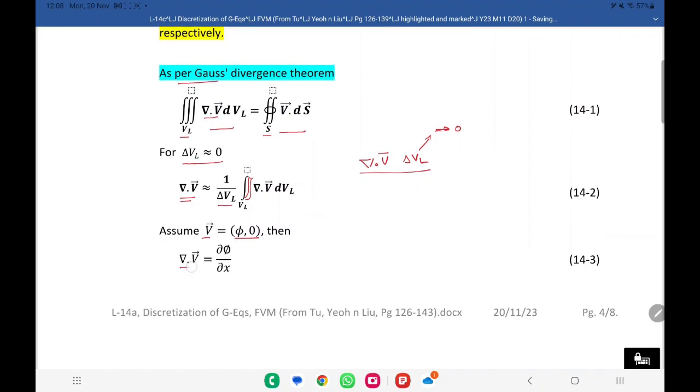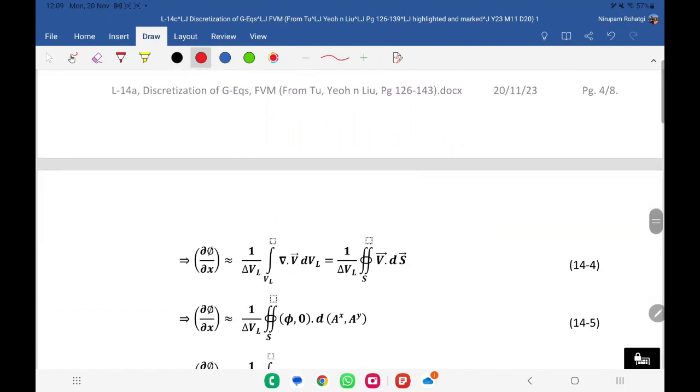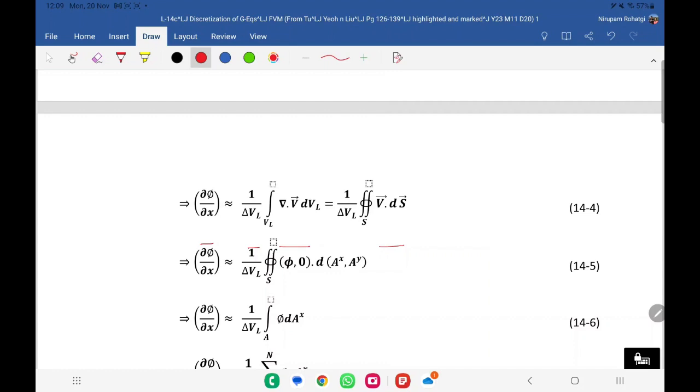So the divergence of V will be what? It will be equal to del phi by del x, because the second component is 0. Now you can write del phi by del x is equal to this much, and this is equal to nothing but this. When you integrate this, V is phi, 0, the second parameter, and this area would become, there are 2 areas, AX and AY.